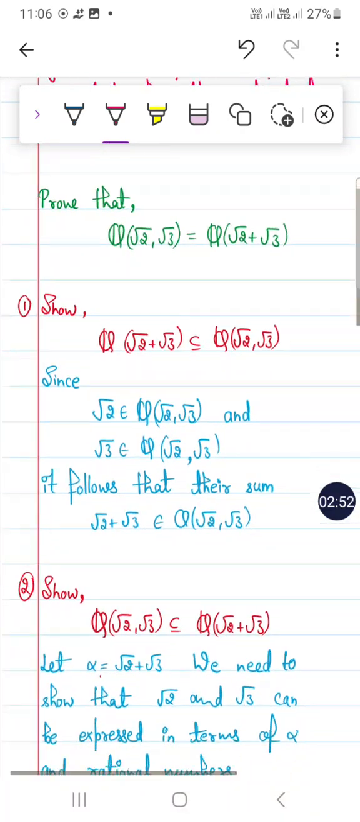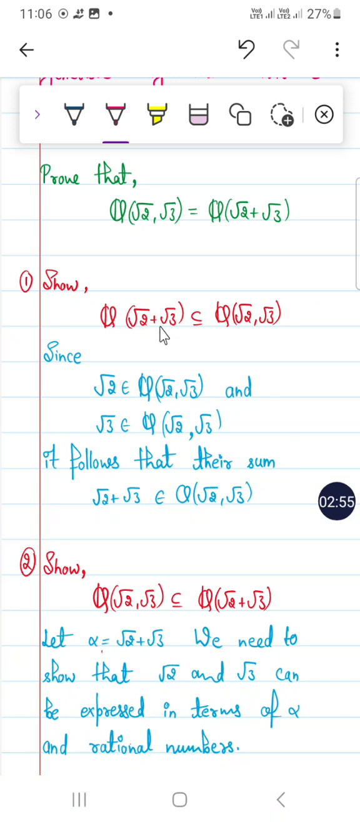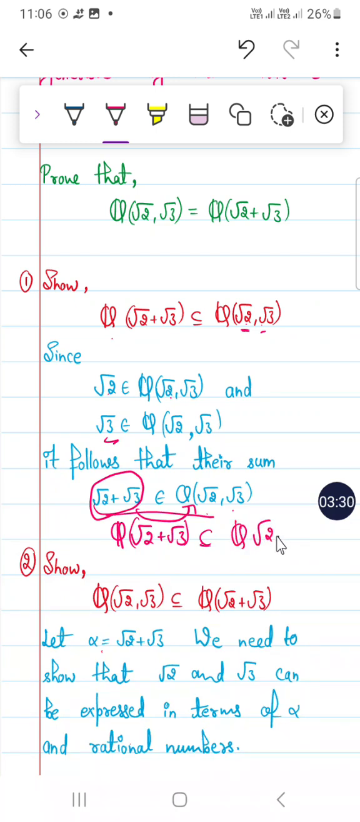Now let us prove that. Firstly we show that Q(root 2 plus root 3) is contained in Q(root 2, root 3). As we know, root 2 is in Q(root 2, root 3) and root 3 is also in it. So since it is a field extension, the sum is also in it. The sum is an element of Q(root 2, root 3), so this implies that Q(root 2 plus root 3) is contained in Q(root 2, root 3).